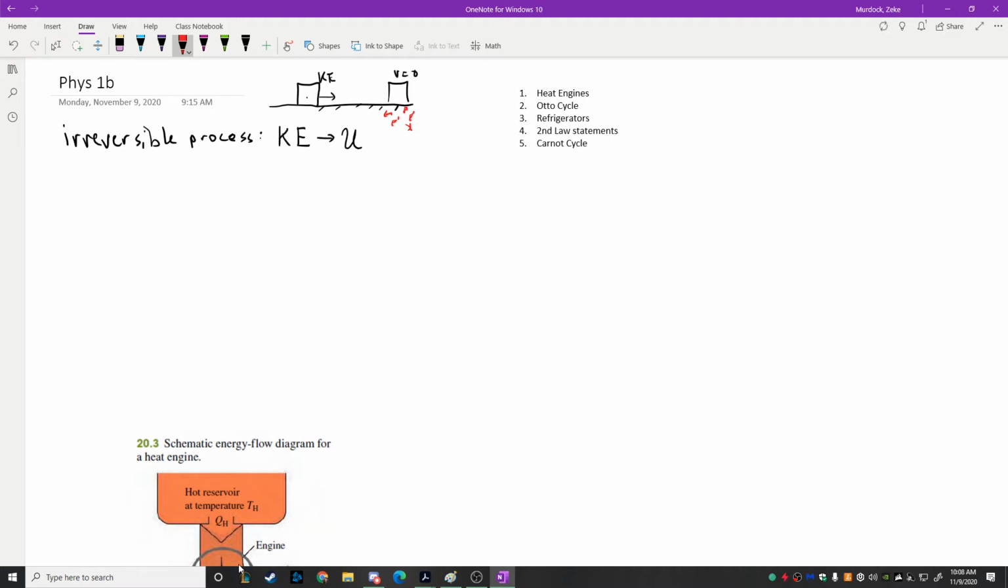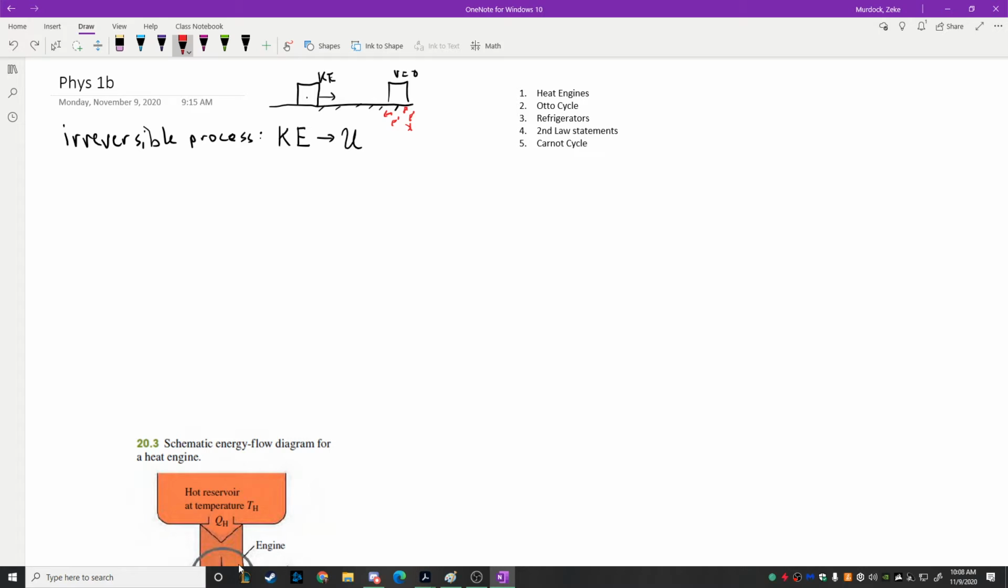But all these molecules that are jiggling inside of this table due to the object sliding and coming to rest, it's very difficult to take that energy, all this random motion, and convert it back to kinetic energy in the box, right? It's very difficult. So that's why we call it irreversible.